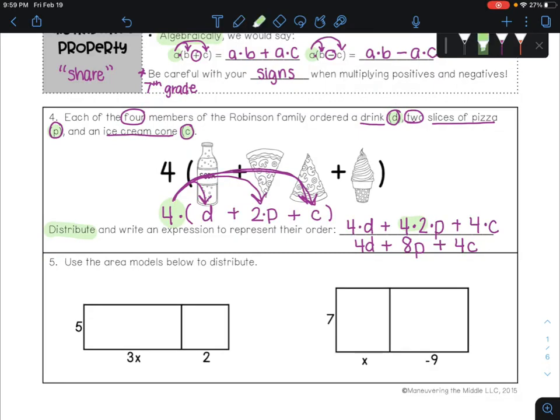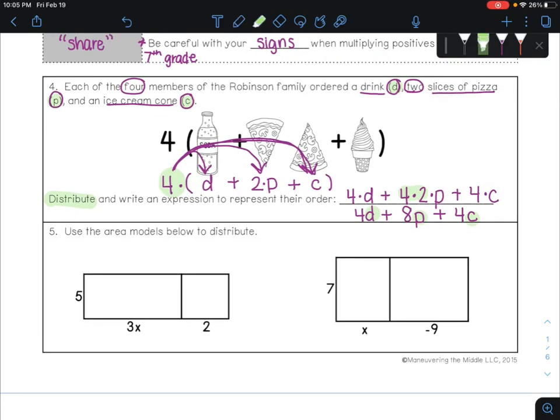Well, if D stood for the price of 1 drink, P stood for the price of 1 slice of pizza, and C stood for the price of 1 ice cream cone, we could use this expression to find the total cost of their order. So 4 times the price of a drink, 8 times the price of a slice of pizza, and 4 times the price of an ice cream cone would give us our total once added together.